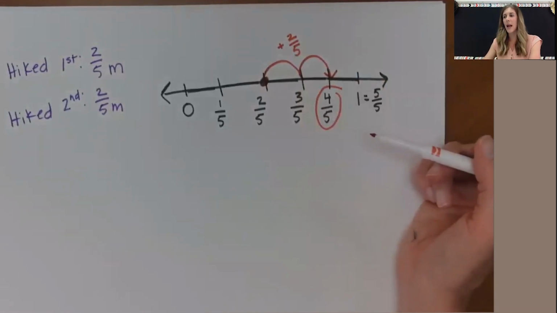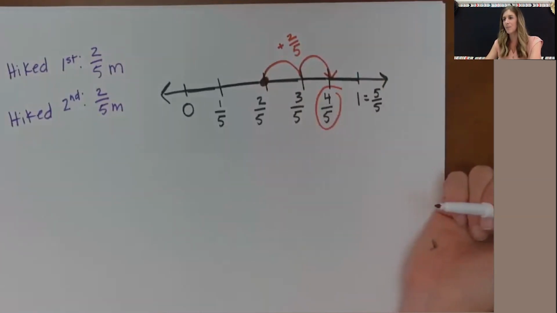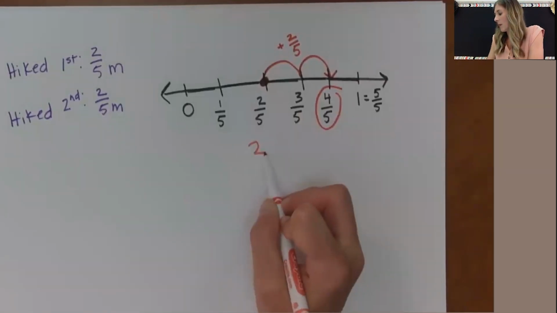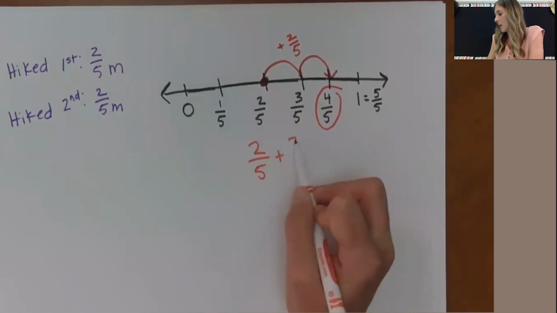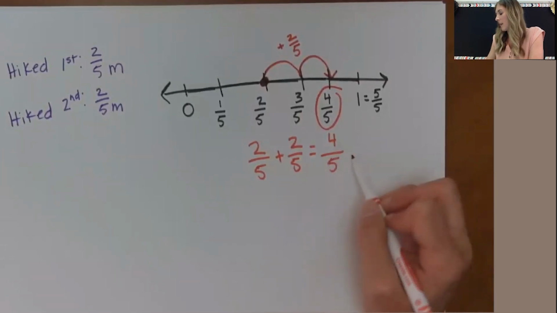How could we write a fraction equation to represent what we modeled on our number line? Correct. 2/5 plus 2/5 is a total of 4/5 mile.